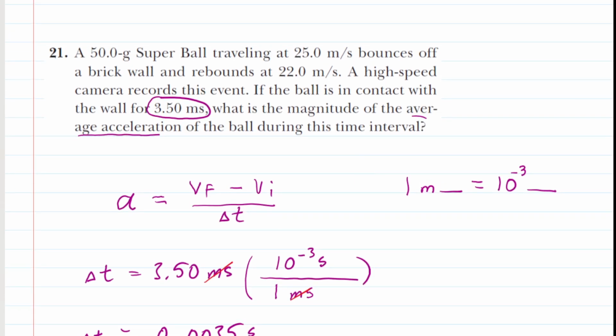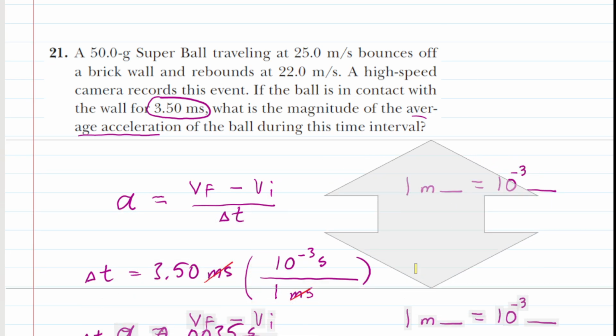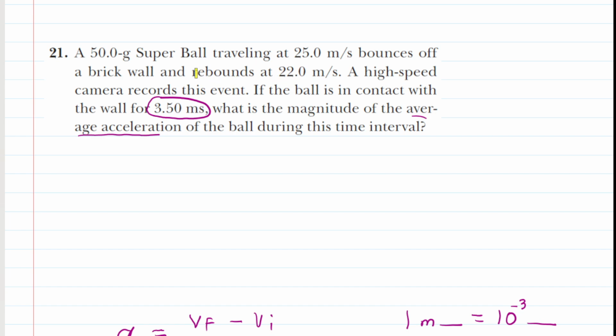But now let's talk about the final velocity and the initial velocity. We need to be a little careful here as well, and that's because the ball is rebounding. So imagine that you have a ball that is initially traveling to the left. And typically, if you have an object that's traveling to the left, then we assign a negative to that velocity. So that would mean that the initial velocity would be negative 25 meters per second.